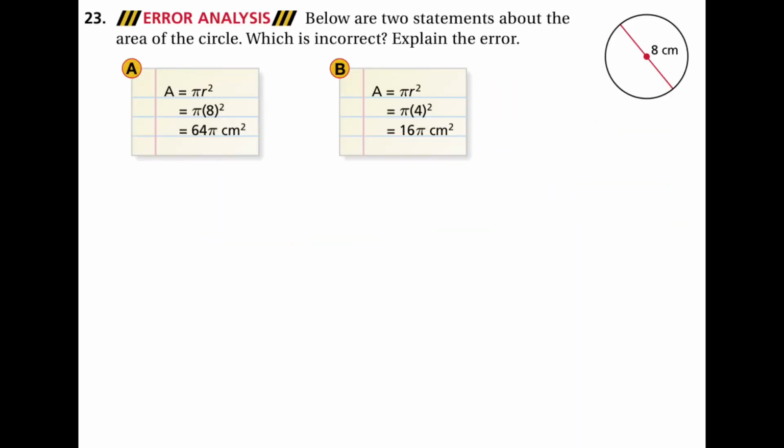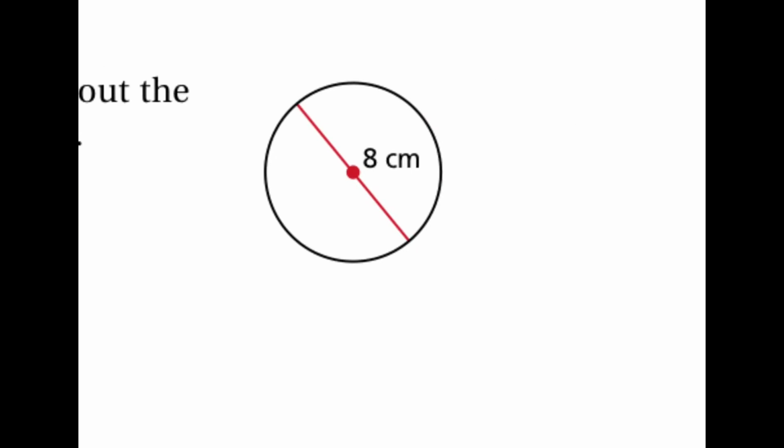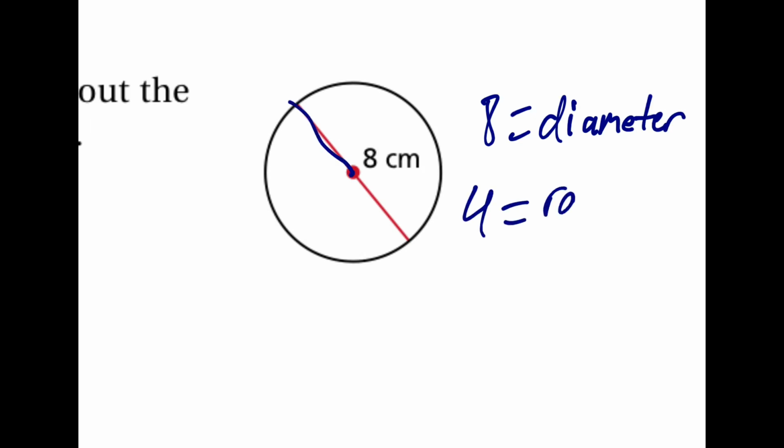For 23, which is about error analysis, we have to pay close attention to this diagram. 8 is equal to the diameter, which means if we wanted to find the radius, it's half of that. So 4 is equal to the radius. Keeping this in mind, for part A, they plugged in 8 for the radius, and that's why it's wrong, because r is equal to 4, not 8.